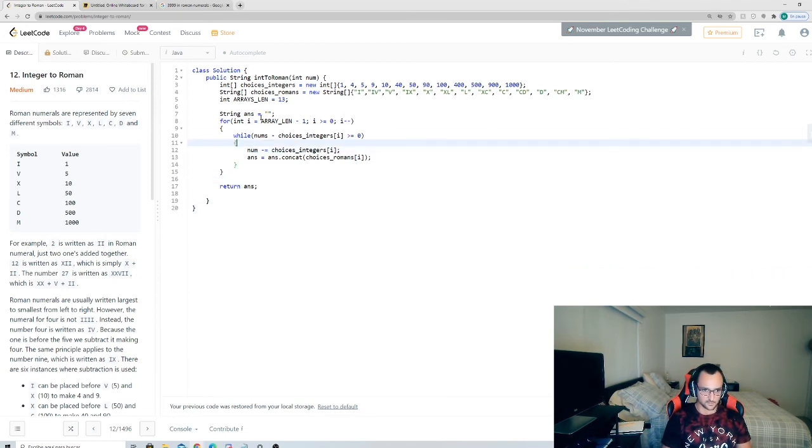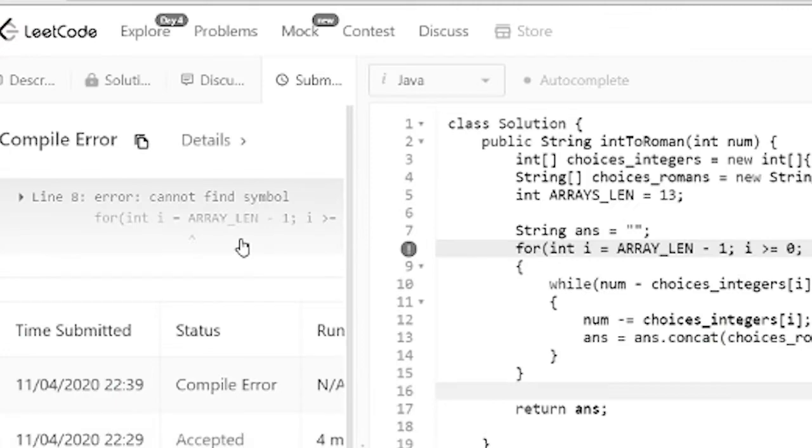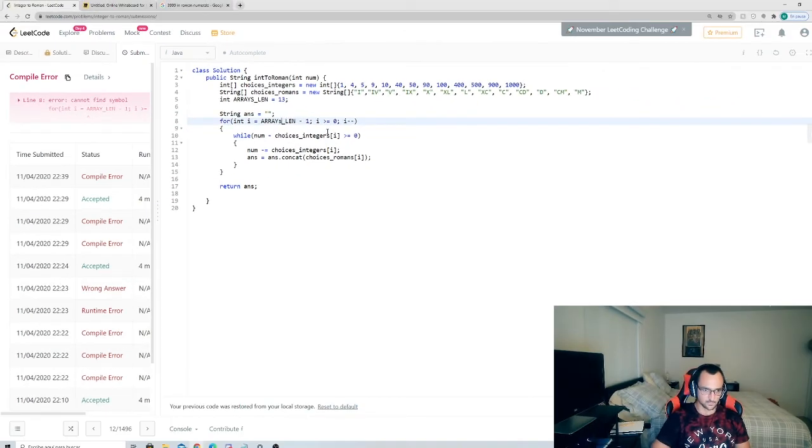Let's take away, it's not nums, it's num. And this should be it, so let's just run the code. Submit it. Mission failed. We'll get 'em next time. Cannot find array len. Oh yeah, because it's arrays, not array. Submit.